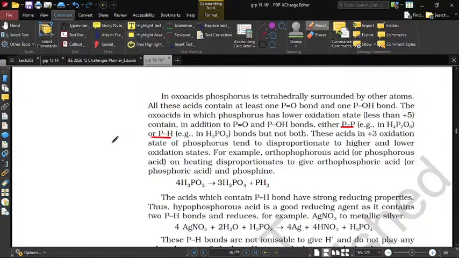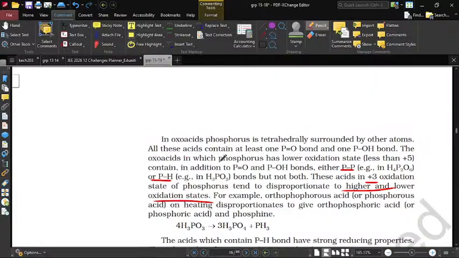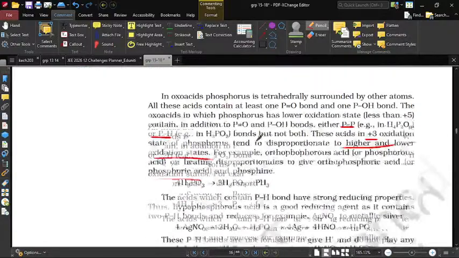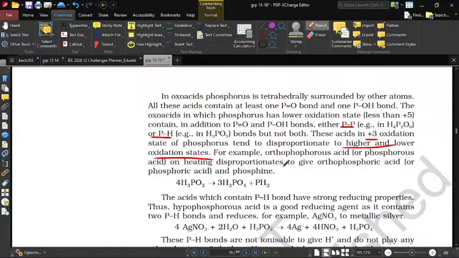These acids in +3 oxidation state of phosphorus tend to disproportionate to higher or lower oxidation state. For example, orthophosphorous acid on heating disproportionates into orthophosphoric acid and phosphine.